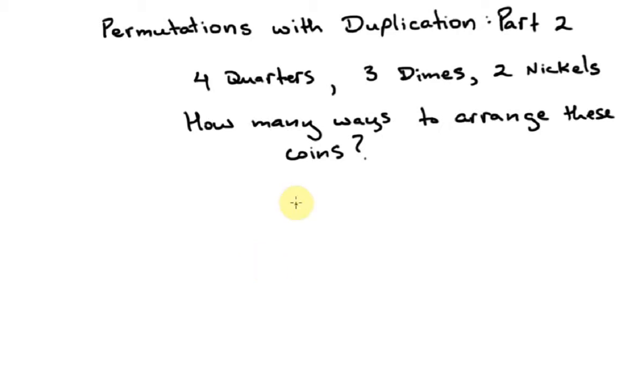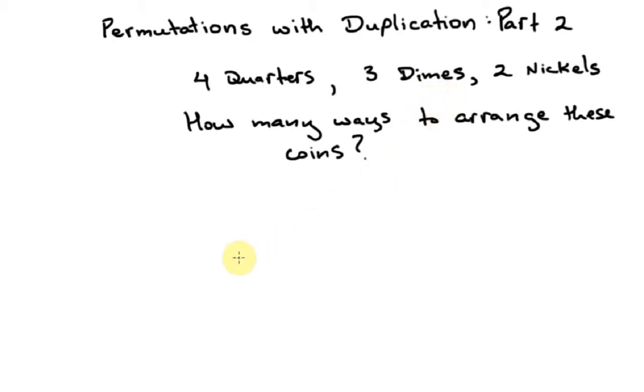In my first question we have 4 quarters, 3 dimes, 2 nickels. How many ways to arrange these coins? Okay, so first assumption is that the 4 quarters you can't distinguish between them, that all 4 quarters look exactly the same. And same thing with the 3 dimes. It's not as if one dime is painted red or something like that. You can't tell them apart.